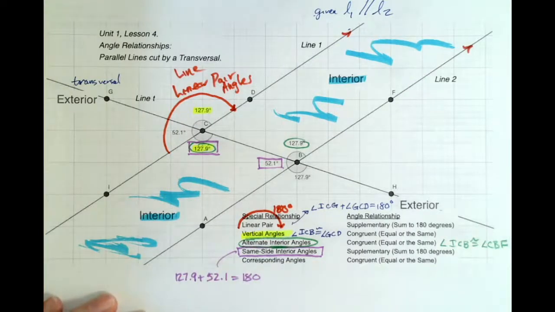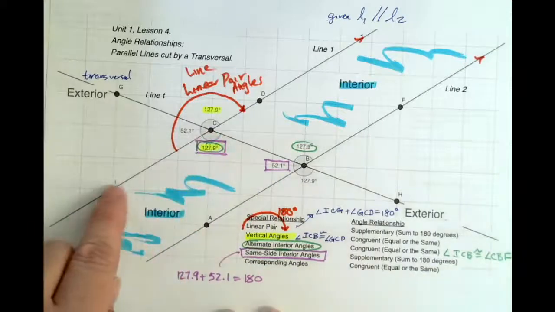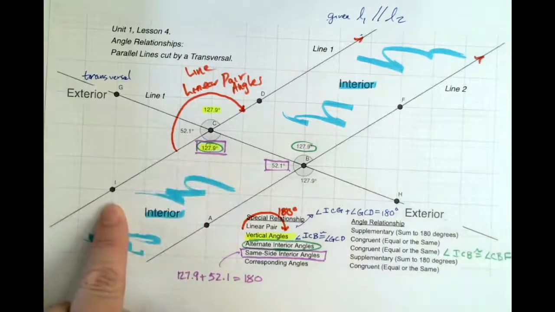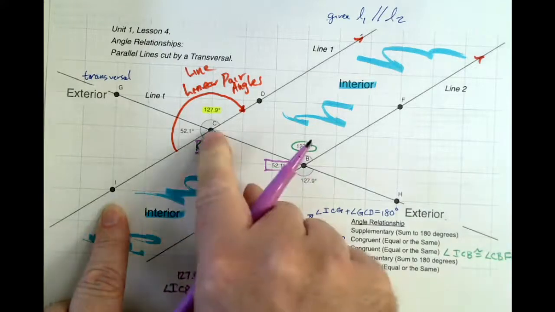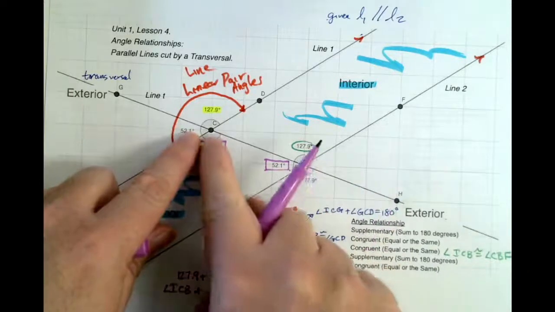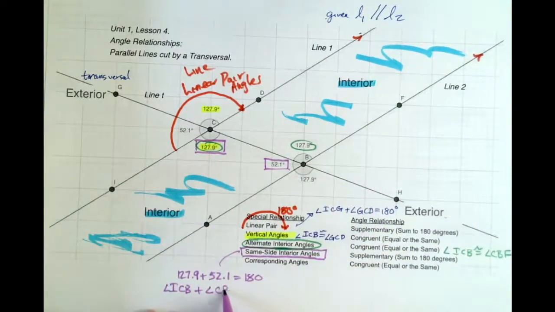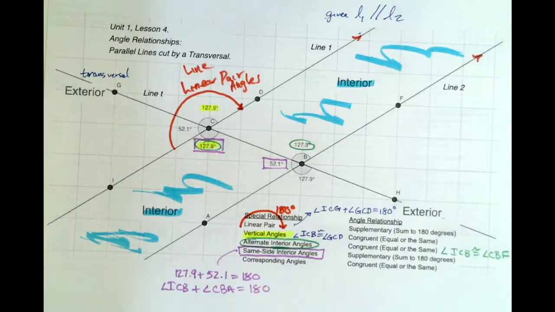But I want to be able to name it with angles too. So what is that angle right there? It's angle ICB. The C is in the middle because it forms the angle. Plus, now let's do this one. Well, we have to go this way. CBA. That adds up to 180 degrees. Okay, so that's how you name the angle.